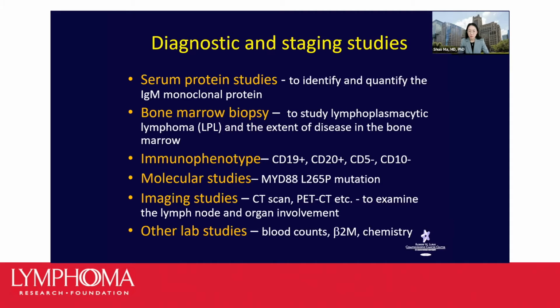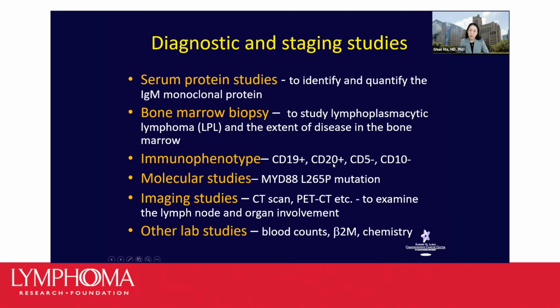Some molecular testing would also be important, which I'll touch on. In particular, what's called the MYD88 L265P mutation. This is a particular mutation that's very common in Waldenström patients. It's actually present in over 90% of Waldenström patients. And we can often use the presence of this mutation to confirm the diagnosis of Waldenström's.